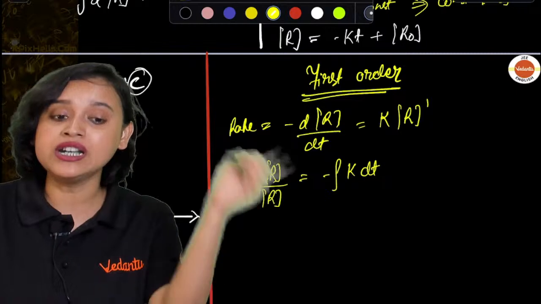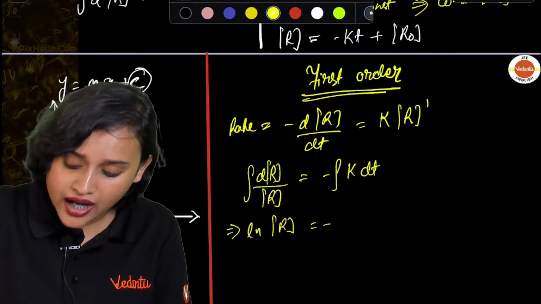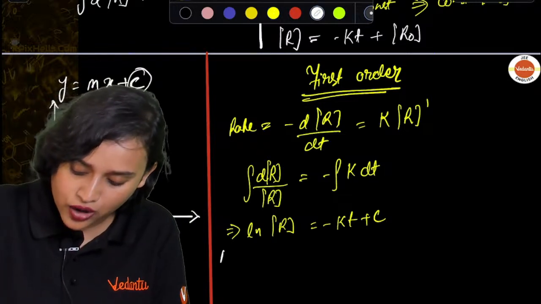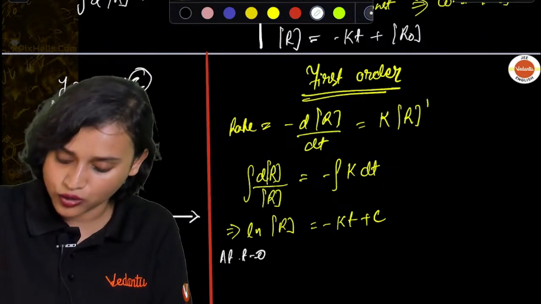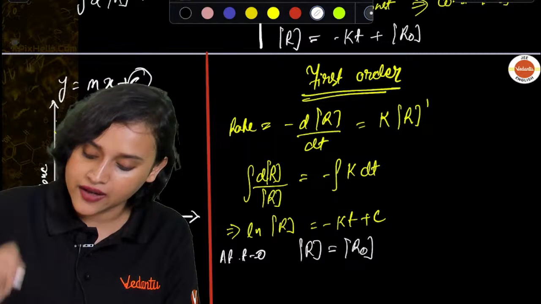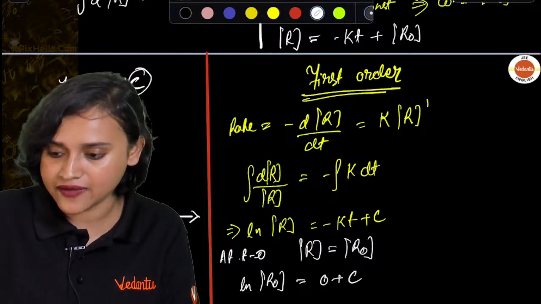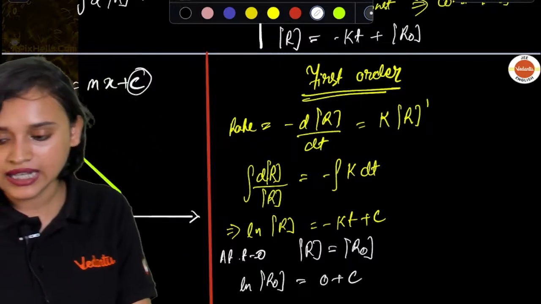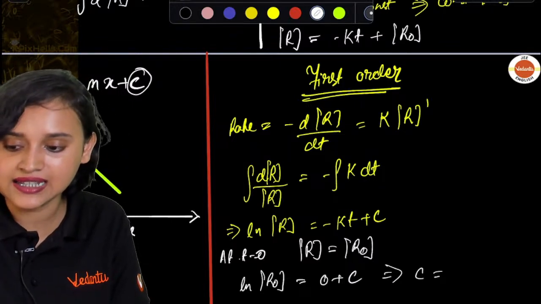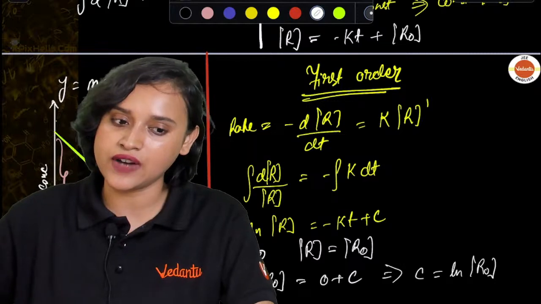So 1 by R. When you integrate 1 by R, what will you get, guys? You will get ln of R. ln of R is equal to minus kt plus some constant. Similarly, at t equal to 0, when time was 0, my concentration of R was some initial concentration, let us suppose R naught. If we put it here, ln of R naught is equal to 0 plus c. So from here I can clearly identify that c is equal to ln of R naught. Am I right, everybody? Very good.